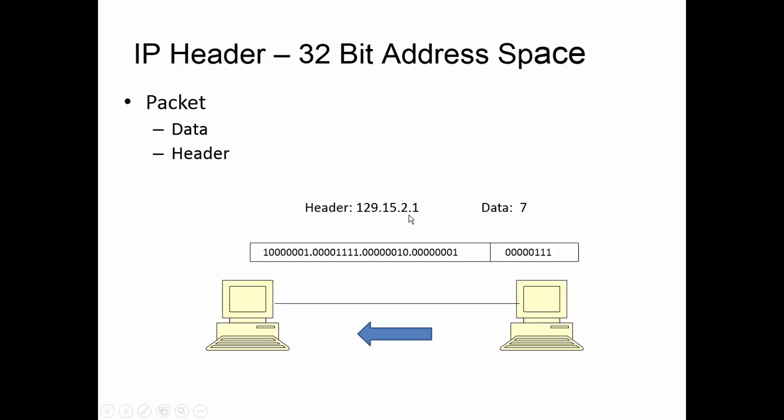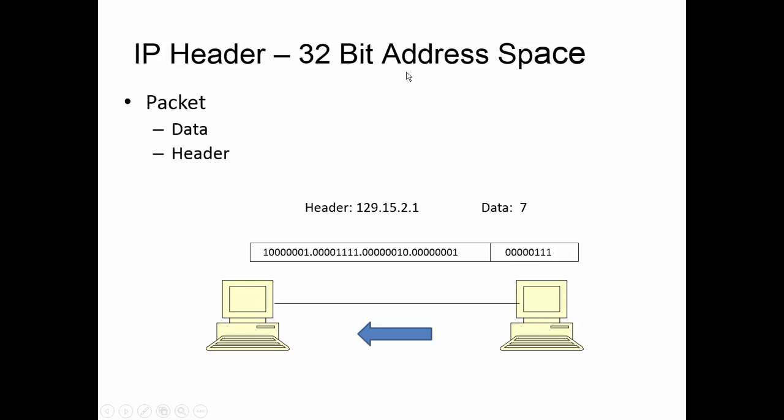And the header in this example shows the IP address of the destination computer. And since this is an IP address of 129.15.2.1, we can see that these 32 bits represent that IP address. The first octet represents 129. The second octet represents 15. The third octet represents 2. And the fourth octet represents 1. And of course, to the far right here is the data portion.